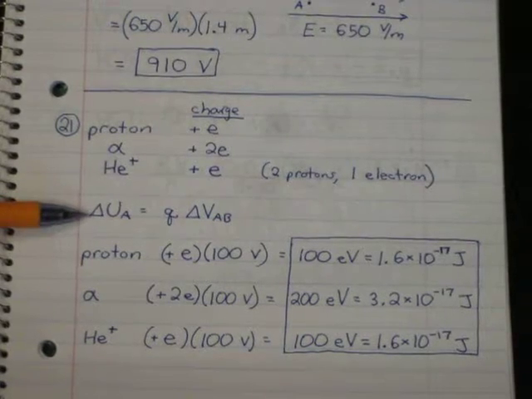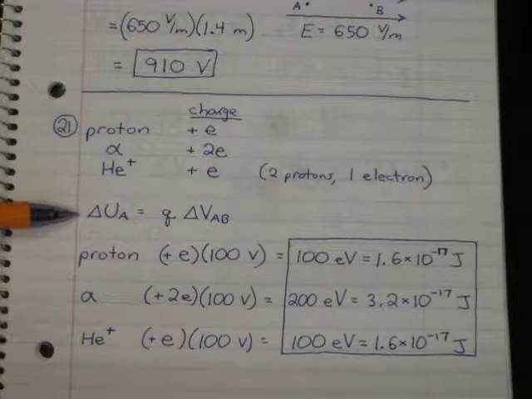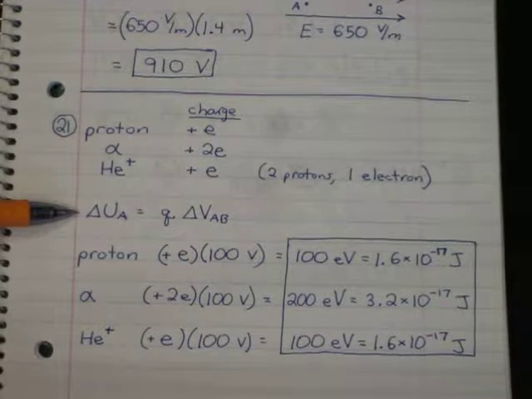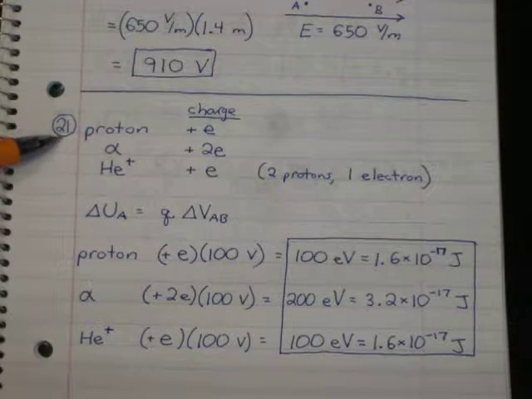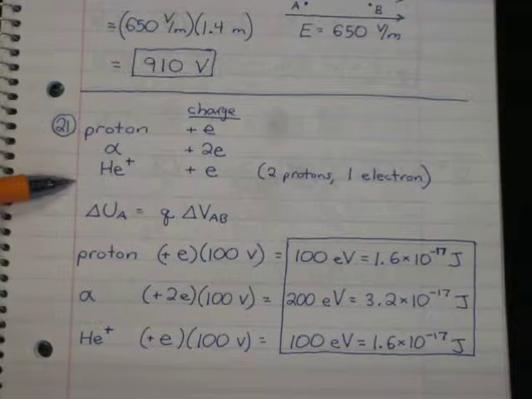Now they're accelerated, and so actually they will have a negative change in potential energy as they gain kinetic energy. So really, as I'm doing this problem, I'm just taking absolute values. We need their charges. The proton is plus E, the alpha is plus 2E, the ionized helium is plus E because it's got 2 protons and only 1 electron.